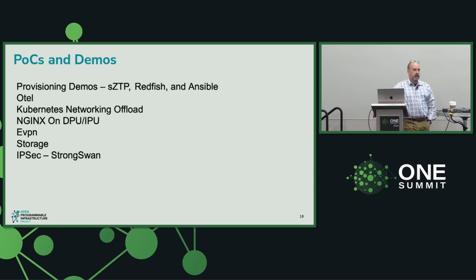I've shown Nginx on a DPU in a previous session at OCP last year, I believe, running on a Marvell card. I think I've got it running on an Intel IPU this time around, and we'll show that really short demo. We've also got demos around EVPN storage, and an IPsec Strong Swan VPN use case on an NVIDIA Bluefield card.